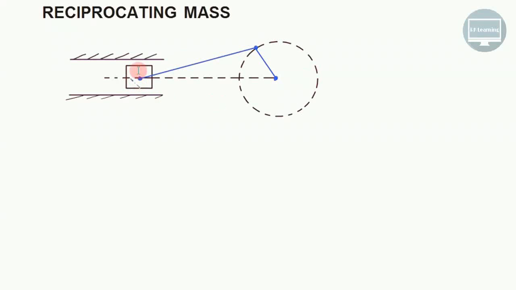This is a reciprocating engine, and this one is your piston, this one is the connecting rod, this one is the crank, this one is the center of the crank. Let's assume that the crank is rotating in this direction at a speed equal to omega. Let theta be the angle made by the crank.